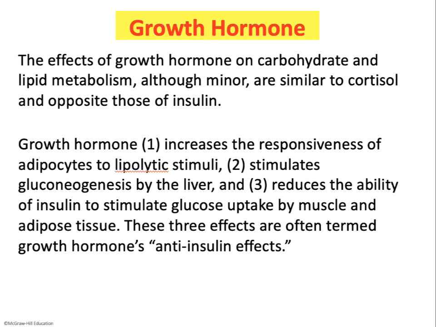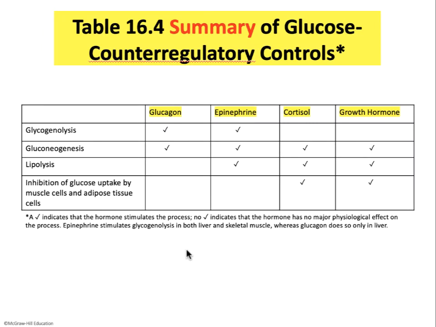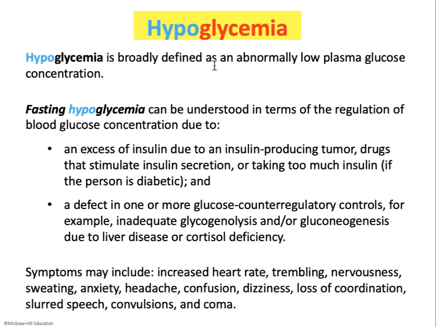In addition, another hormone known as growth hormone has a regular role to play in the metabolism of the body other than at times of growth. Growth hormone counteracts the effects of insulin, therefore it's sometimes known as the anti-insulin hormone. The four entities that counter the effects of insulin are compared and contrasted in table 16.4.